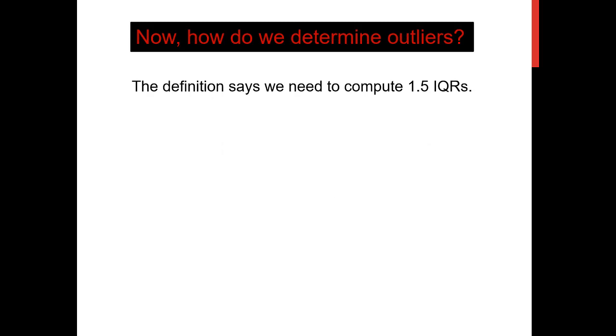So we take 1.5 and multiply it by 10. 1.5 times 10 is 15. So 15 is our measuring stick. What this process says is that if you're more than 1.5 IQRs away from the middle chunk of data between Q1 and Q3, then you're an outlier.